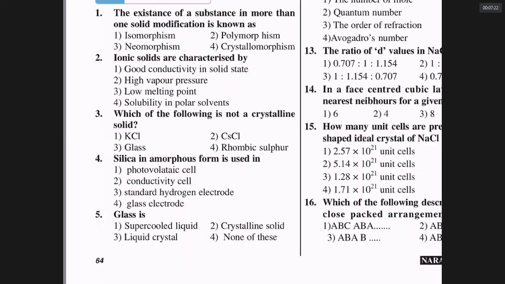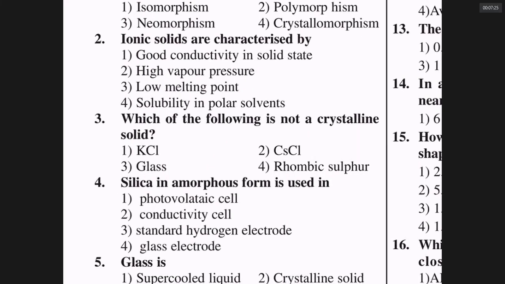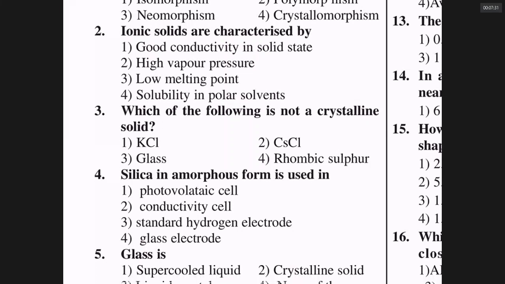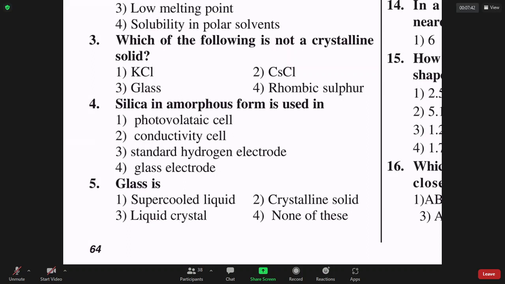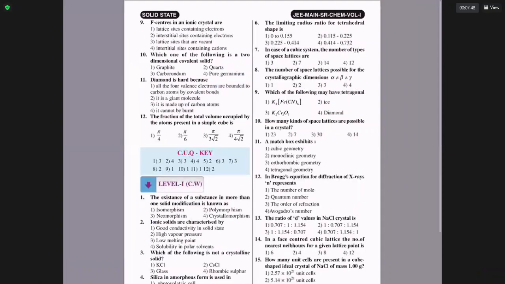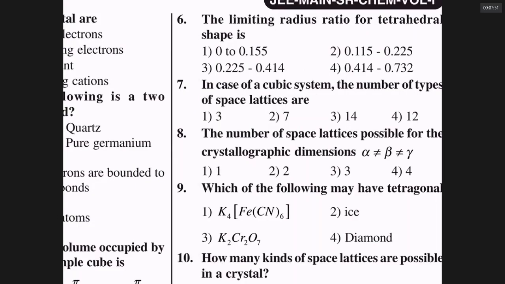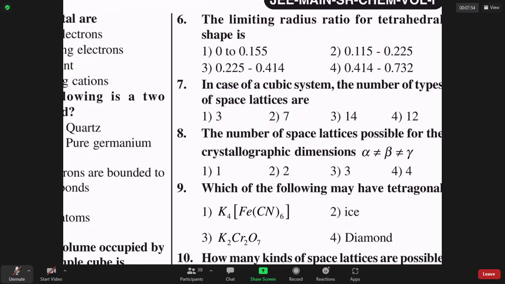Which of the following is not a crystalline solid? Glass is not. Glass is regarded as an amorphous solid, or it is called a super cooled liquid. In fact, glass can slowly flow. If you look at the windows of Taj Mahal, made with glass panes, the bottom glass appears to be thicker than the top because slowly glass is flowing. Glass is flowing because it is a super cooled liquid.